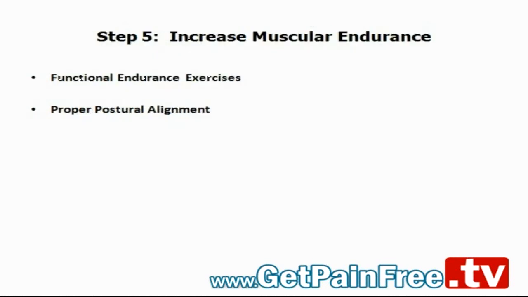Finally, step number 5 is to increase your muscular endurance with the correct functional endurance exercises and keep the correct posture alignment while you do this. By this point, you're already free from most of your chronic pain after following steps 1 through 4 properly.